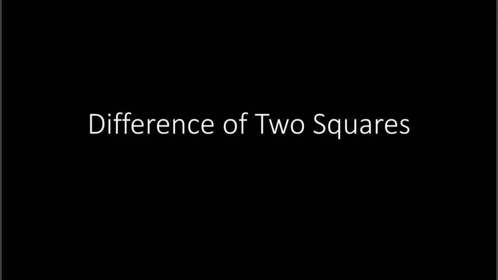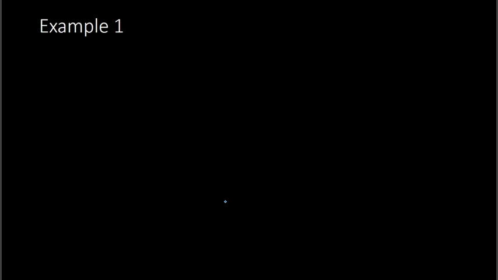In this video, you will learn about the difference of two squares. So example 1, if you were to multiply x minus 2 times x plus 2. As we've learned, we can distribute x times x, and then x times 2, and then distribute the negative 2 to get negative 2 times x and negative 2 times 2.